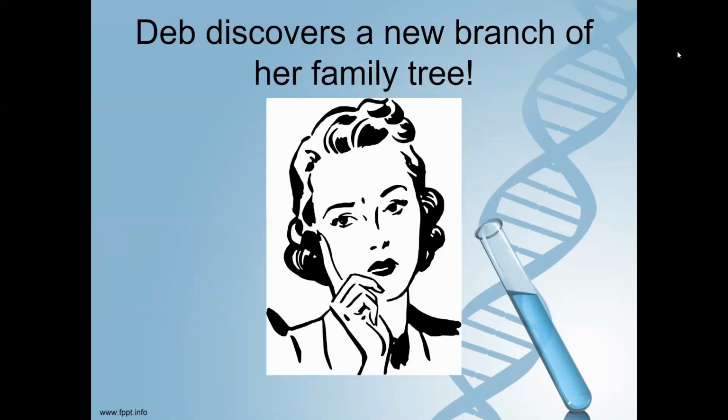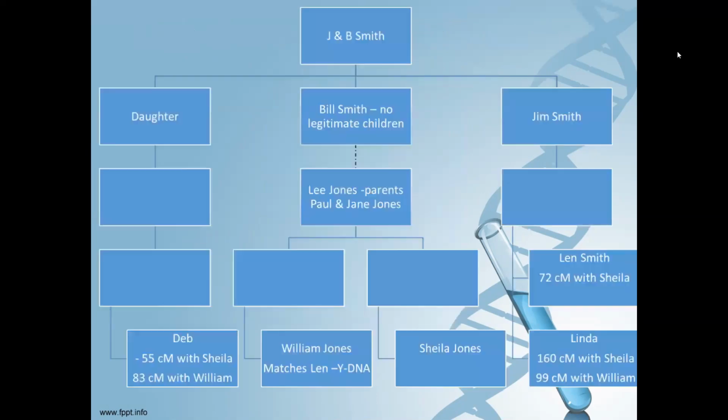Now, Deb is another person that I know personally from here in the Fort Wayne area. And Deb came to me and said, well, I have this perplexing thing that has happened with my DNA results. And here's Deb's tree. So let me try to explain this to you quickly. So Deb is descended from the Smith couple. Up at the top of the screen here, you can see J and B Smith.